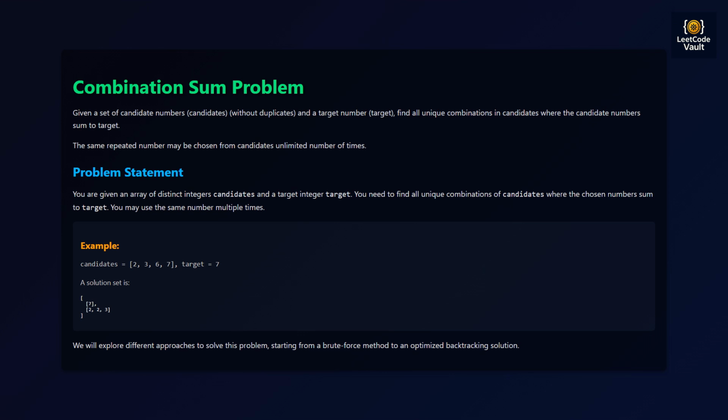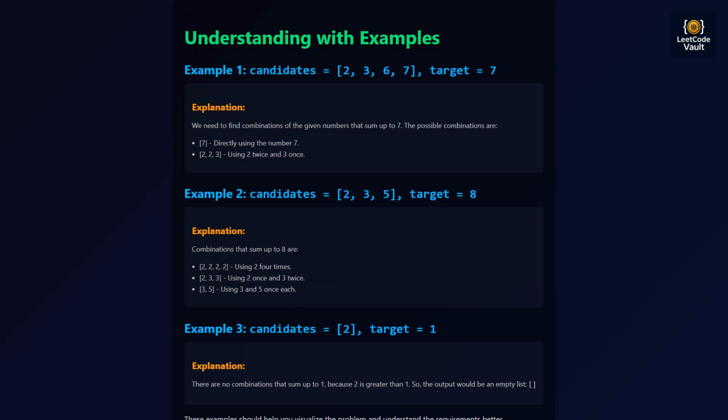For example, if our array is 2, 3, 6, 7, and the target is 7, then one solution would be 7 itself. Another solution might be 2, 2, 3, because 2 plus 2 plus 3 also equals 7. The key here is that we need to find all unique combinations, so we'll need an algorithm that systematically explores all possibilities without getting stuck in infinite loops or redundant calculations. We'll dive into various approaches, starting with a simple brute force method before moving on to the more optimal solution. Let's get started.